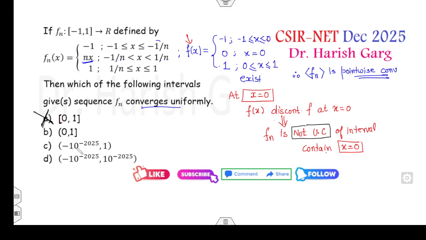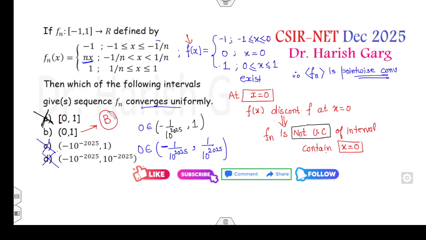यहाँ तो ओपन है. Fine, look at the C case. It is (-1/10^2025, 1). Clearly say 0 belongs to this case. Again, it is not uniform convergent. Look at the third case, fourth case. It's (-1/10^2025, 1/10^2025). Again, 0 belongs to this one. It's a negative, it's a positive. इसका मतलब यहाँ पे भी यूनिफॉर्म कन्वर्जेंट नहीं होगा. तो only right option is B is my right answer.